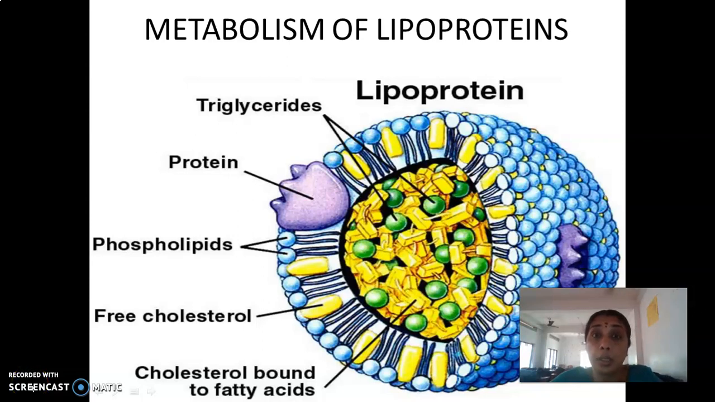So the proteins, since they are charged molecules or charged species, when they are subjected to electrophoresis, they move from one electrode to another electrode. Based on the difference in the rate of movement, again the lipoproteins can be divided into 5 different types.